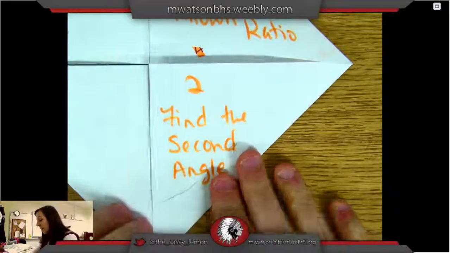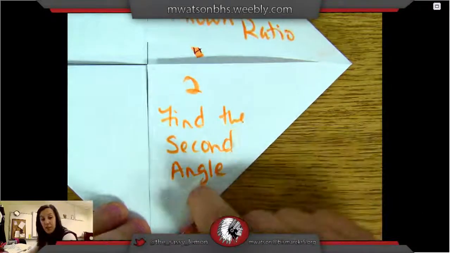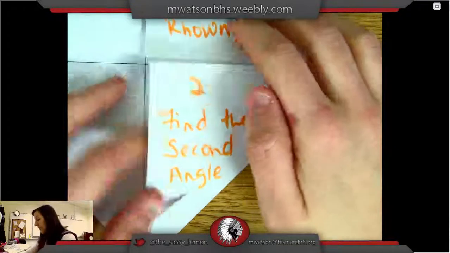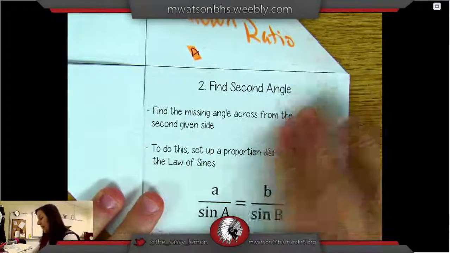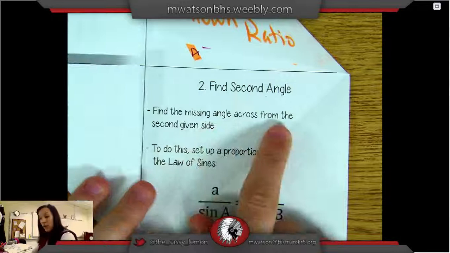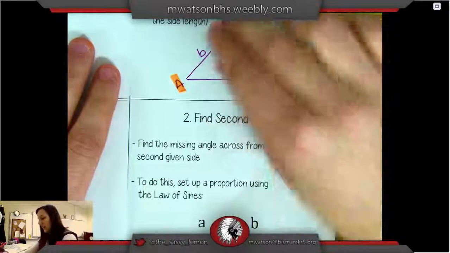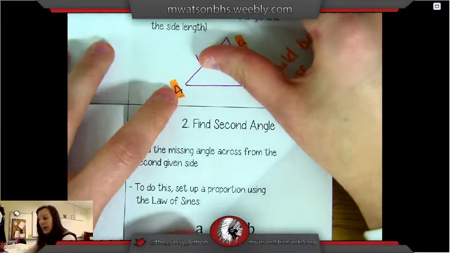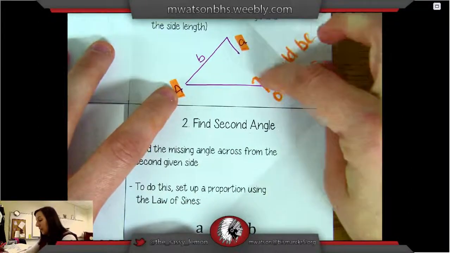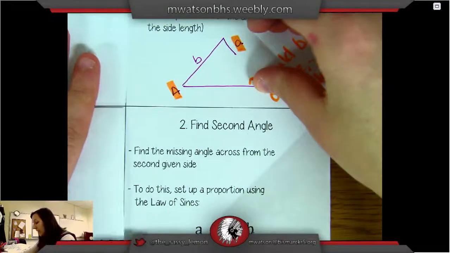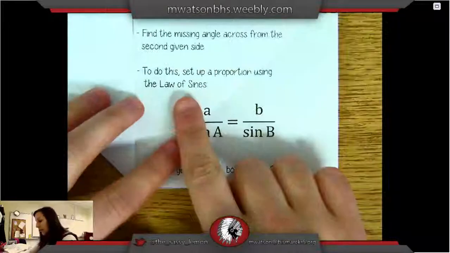All right, so our second part, I went ahead and wrote this on the front of mine, is to find the second angle. So if you open this up, we're going to find the missing angle across from the given side. What that means is up here, we're going to find this missing angle that could be obtuse or acute. We don't really know. But we're going to find it by setting up a proportion.